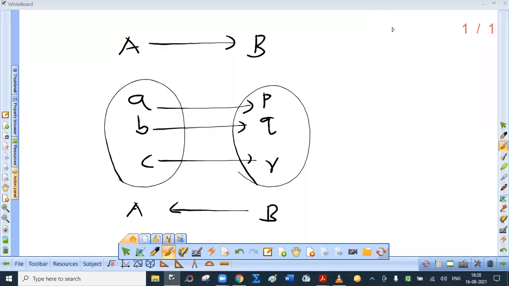In the last lecture, we discussed the concept of inverse function. Now, f is a function from A to B. Can you tell me the type of this function? This function is 1-1 and onto.